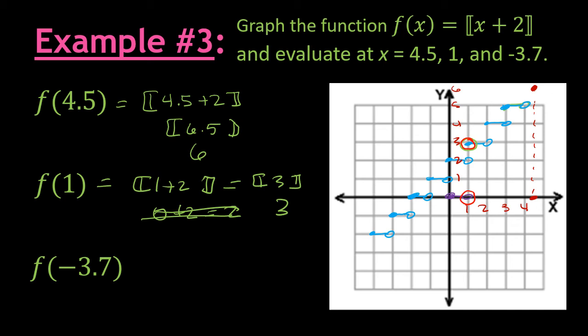So if I look at f of negative 3.7, and I substitute in a negative 3.7, I get negative 3.7 plus 2. I have to do that first, so negative 3.7 plus 2 is negative 1.7. And the greatest integer less than or equal to negative 1.7 is negative 2. So if I come over here on my graph to negative 3.7, and I go down to my corresponding y value, it is at negative 2.